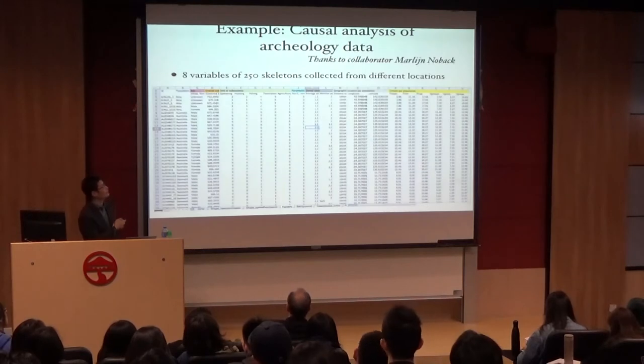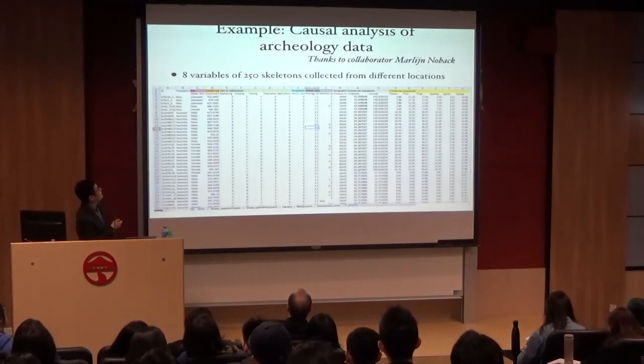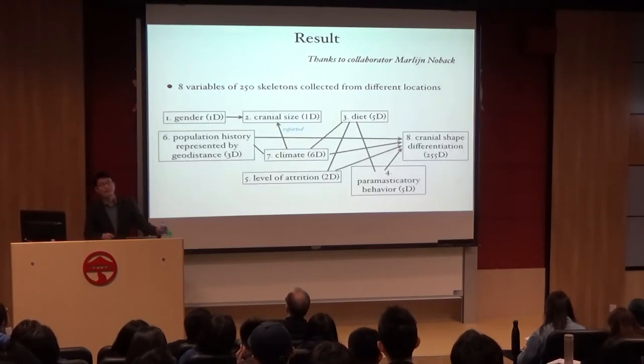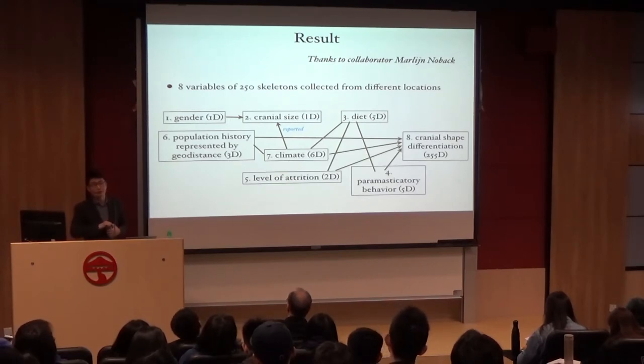Now let me report some results. Here my collaborator collected a lot of data. He's an archaeologist. He collected 250 skeletons all over the world, and he measured 8 variables. In archaeology, people really want to understand the causal relations between all those things. Why? Because they really want to see why people in different areas look different. And they also want to make predictions into the future.